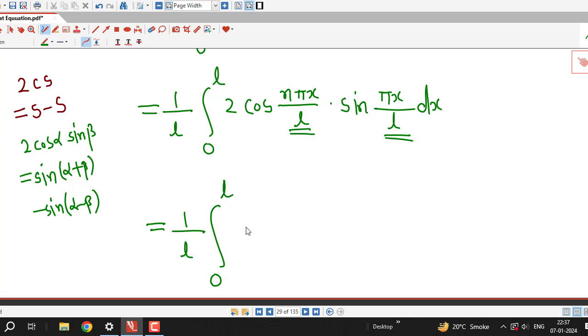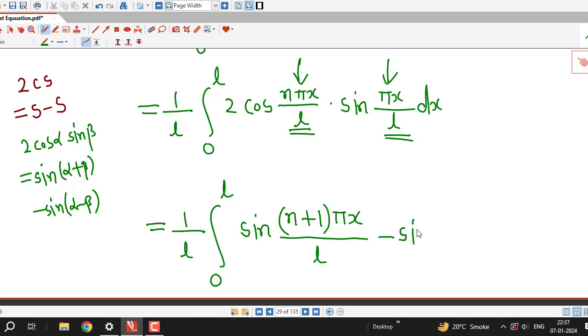2 cos alpha sine beta means sine of alpha plus beta. Alpha is n pi x by L plus pi x by L. So we can see we have pi x by L common. So we can write it in this way: n pi x plus pi x common, and in the denominator we have L. Similarly, sine of n pi x minus pi x, that is n minus 1 pi x divided by L. Integral is from 0 to L with respect to x.